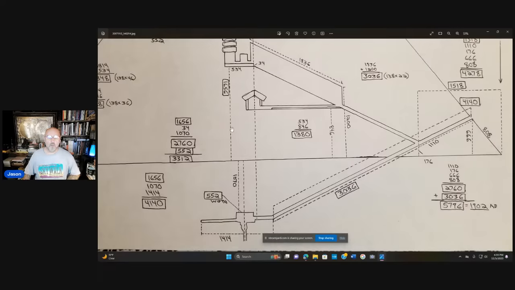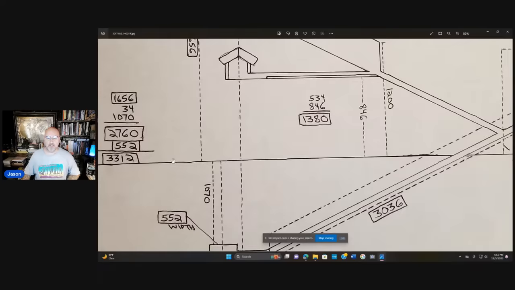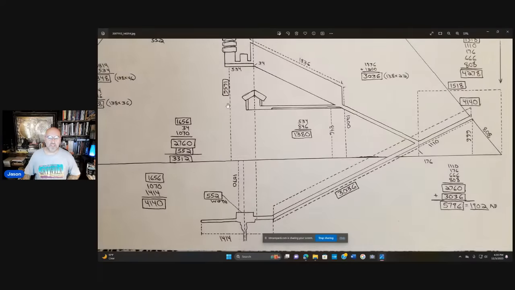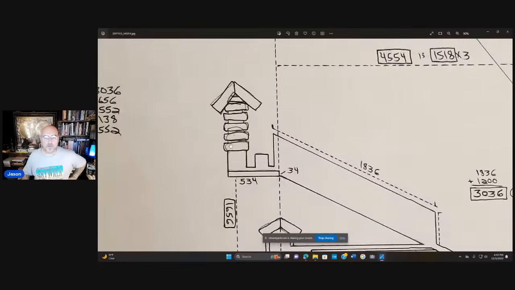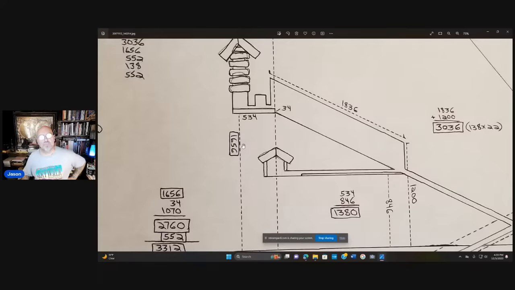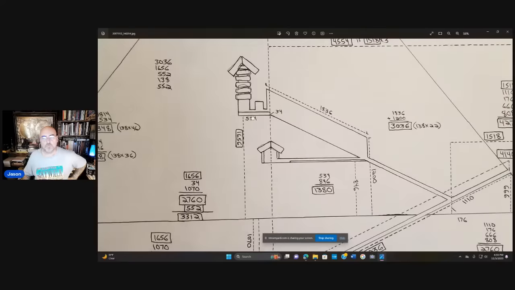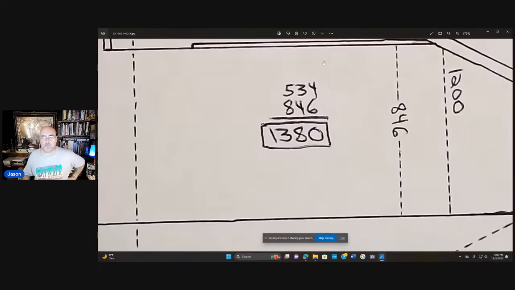Look, the pyramid foundation is right here. It is exactly 1,656 inches to this great massive slab that is the floor of the King's Chamber. Why is that important? Because 1,656 inches is 138 feet. Right here, the distance of the King's Chamber floor, this giant slab, is 534 inches. 534 inches plus the 846 inch height of the Queen's Chamber floor is 1,380 inches. It's self-referencing, 138 times 10.